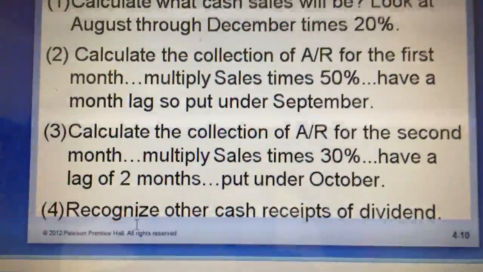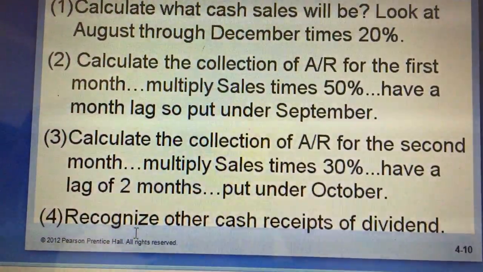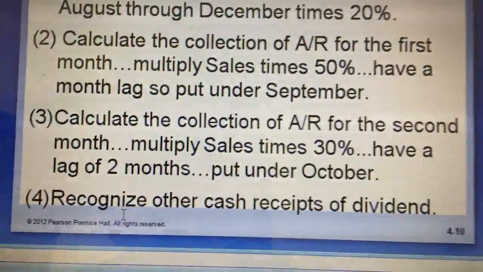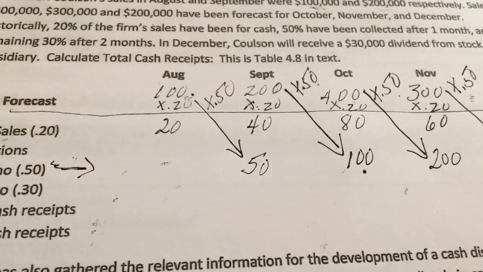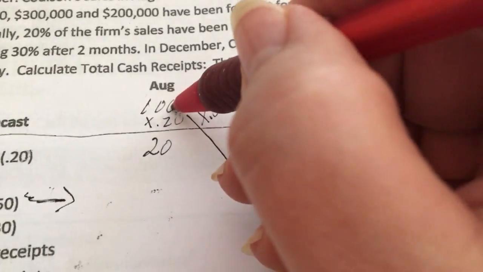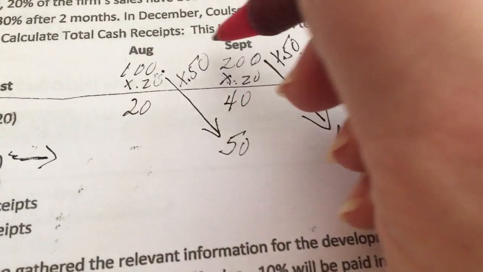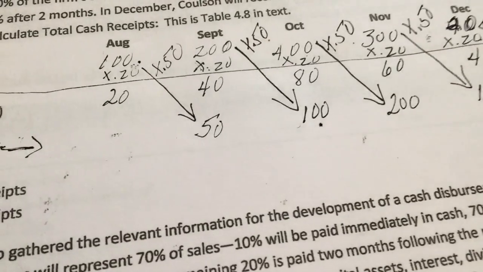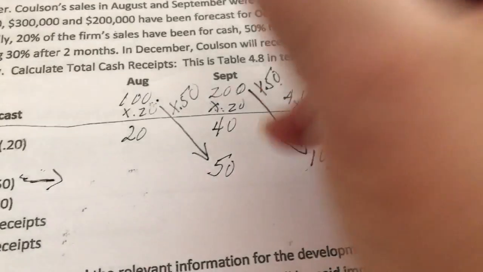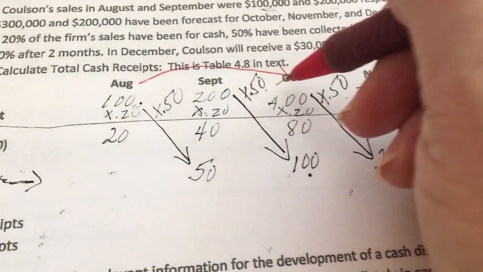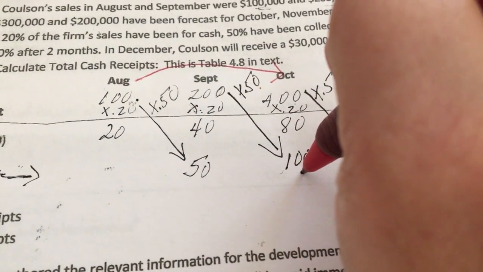Number 3, calculate the collection of accounts receivable for the second month. Multiply sales times 30%. We have a 2 month lag and put it under October. That means that in August, some people took advantage and waited 2 whole months before they paid us. So that means August would not be paid. Let's see if I can get my pen to write. August is not going to be paid until November. So we're going to put our answer here under November.